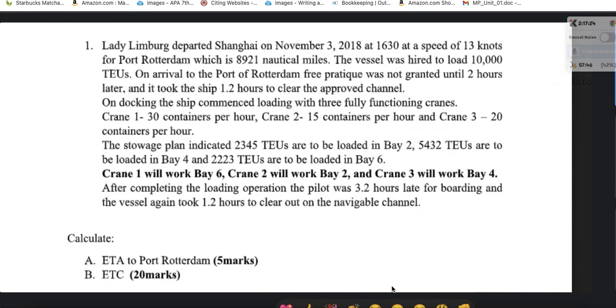So if you don't remember the formula for ETA, ladies and gentlemen, it is ETD plus transit time. And the formula for transit time is distance divided by speed. What is the distance, Crystal? 8,921 nautical miles. And what is the speed, Richie? 13 knots.